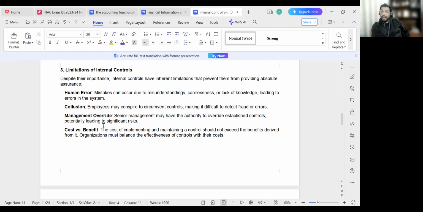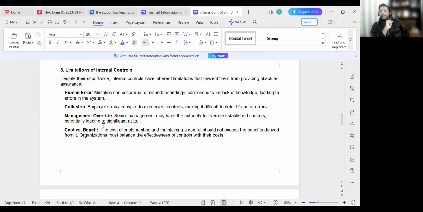The management override. Sometimes management, let's say there is an internal control system, but management, like your CEO or your marketing head or some HR head, says, okay, don't care about the internal control for now. I want this task to be done by any means, right? So management is overriding the internal control system. That's another limitation of internal control.